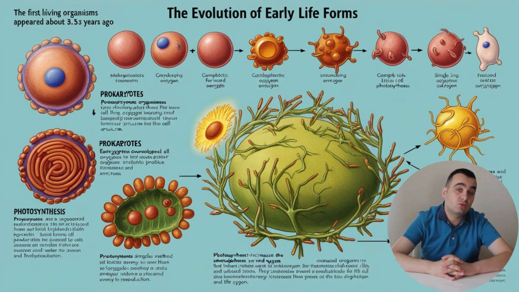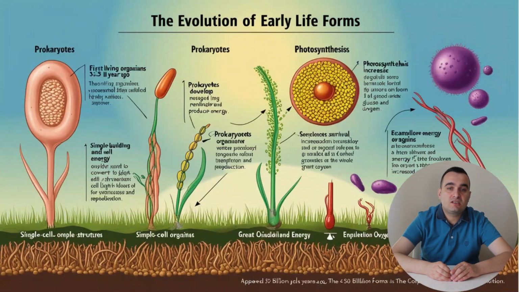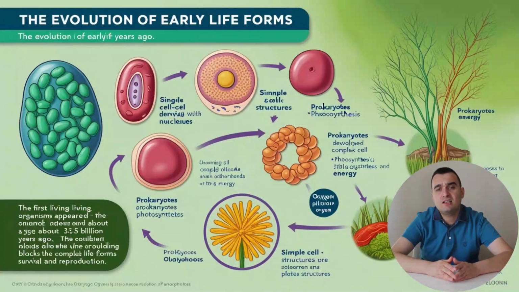Prokaryotes developed various methods to produce energy, one of which is photosynthesis. Photosynthesis is a process that uses light energy to convert carbon dioxide and water into glucose and oxygen. Photosynthesis increased the oxygen levels in the atmosphere, an event known as the Great Oxidation Event, which occurred around 2.4 billion years ago. The increase in atmospheric oxygen enabled the evolution of more complex life forms.